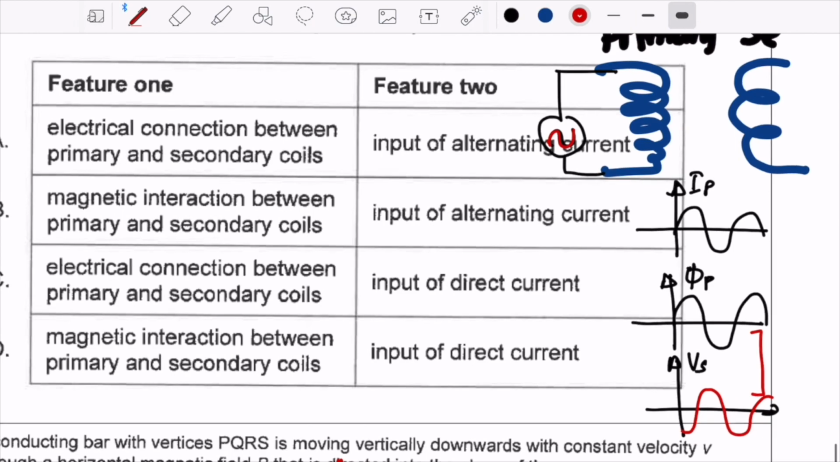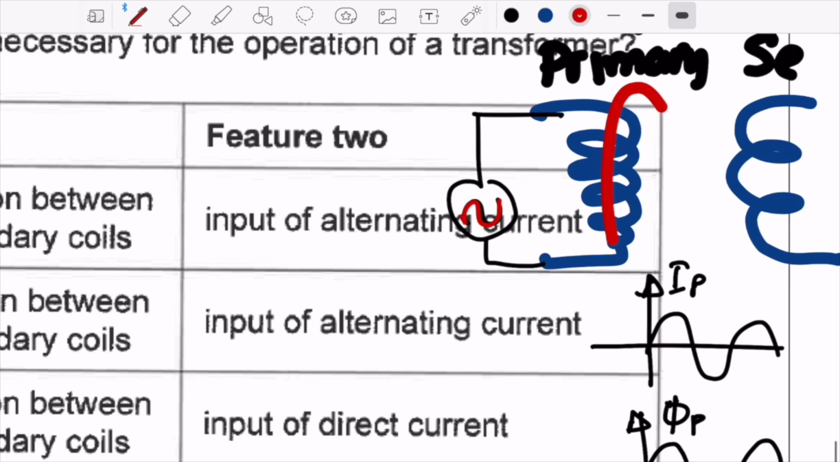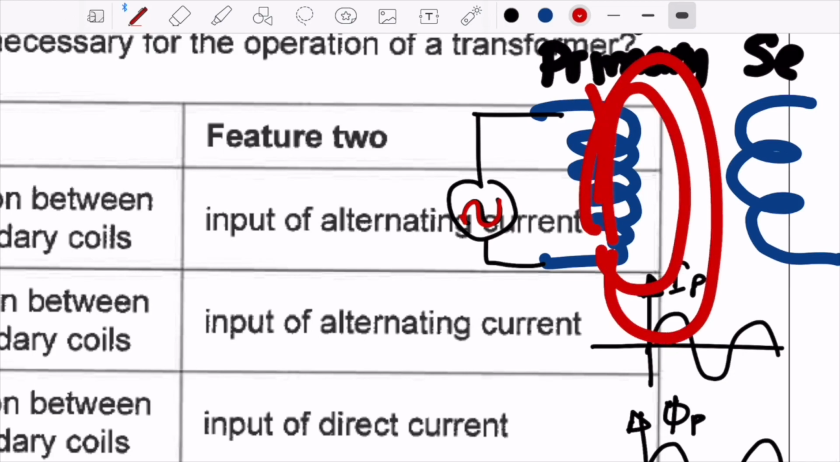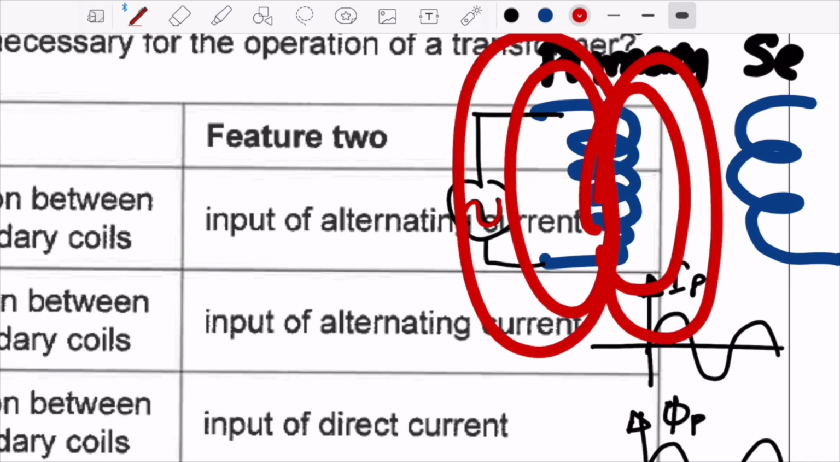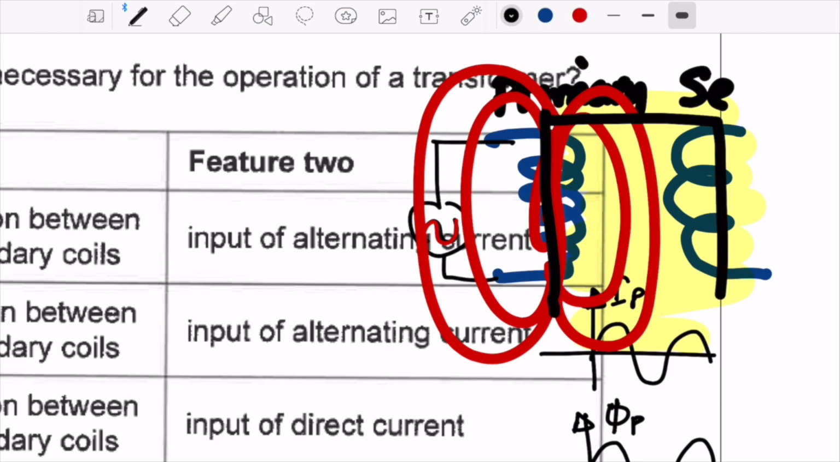Second thing, why do we need an iron core? The thing is, the magnetic field of the coil is like this. In this picture, half of it is wasted. Why? Because this one gets only half, right? The secondary coil. So how to solve this problem? What you do is, you put an iron core here. When you put an iron core, what happens?